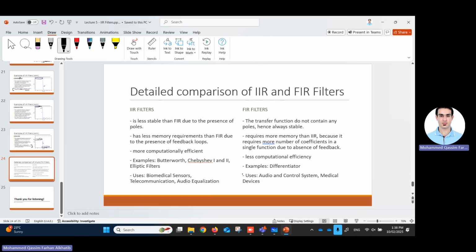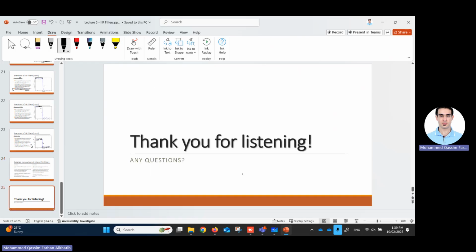There are many actually. For FIR filters, the transfer functions do not contain any poles, so hence it's always stable. We'll show an example why FIR is always stable. Requires more memory than IIR to get the same performance. Less computational efficiency. And an example there is a differentiator. Example, audio and control systems, medical devices. And that's it for this lecture.